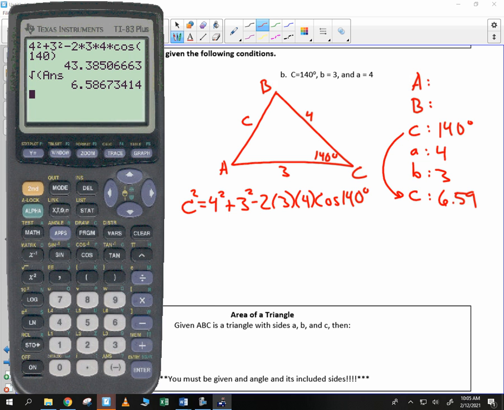Great. Now that I've gone ahead and solved for that, I now have an angle and its opposite side, which means I can use what? Law of sines. Sine of 140 divided by 6.59 is equal to... I told you, which angle do we go for first, the bigger one or the smaller one? Go for the smaller one. Is that going to be angle A or angle B? Yeah, angle B. So we go sine of B over 3.